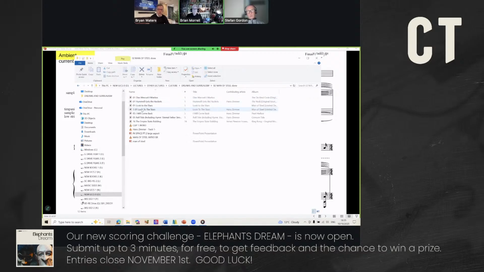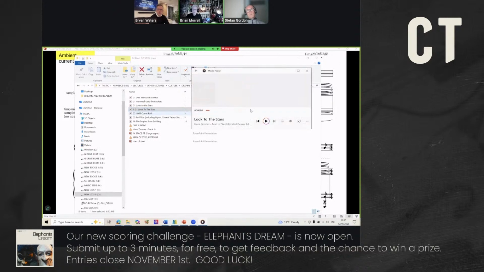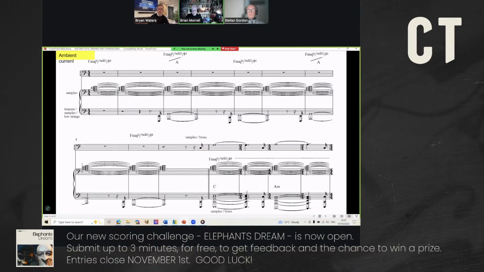Okay, so we're going to look at this first little clip, the first little bit of music, and we're straight in there. There we get that bass and timp entry.